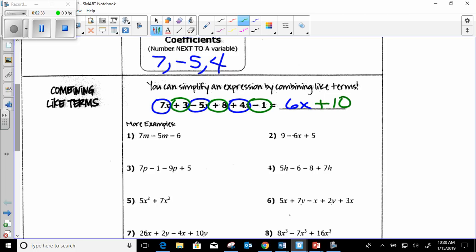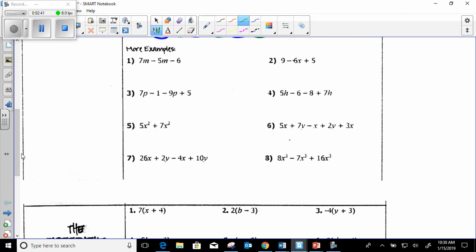Let's jump down to number 5. Number 5 says 5x squared plus 7x squared. You are not going to add the exponents. They are like fruit, so you're going to keep the exponents the same. You're just going to add the 5 and the 7, which gives you 12. So it's 12x squared. That's it. So always keep your exponents together when combining like terms.